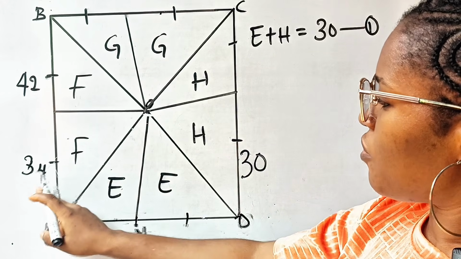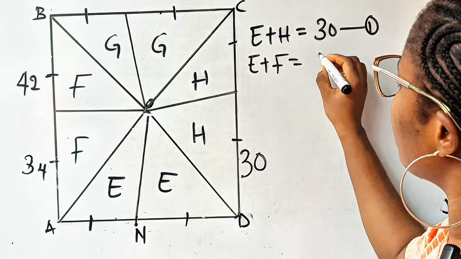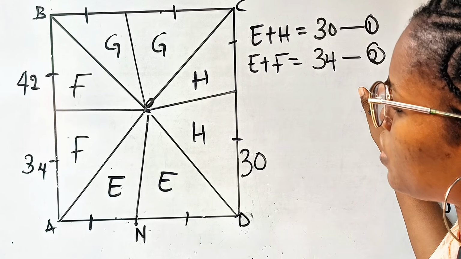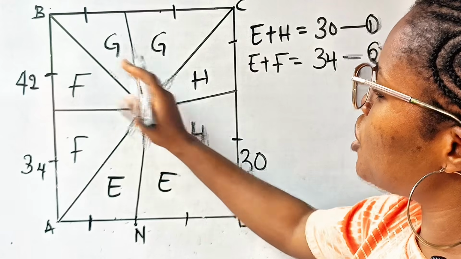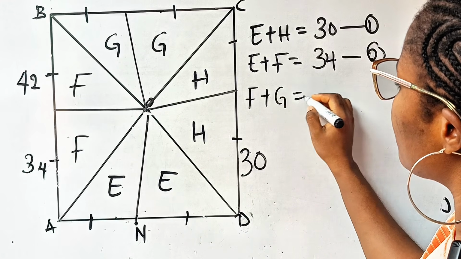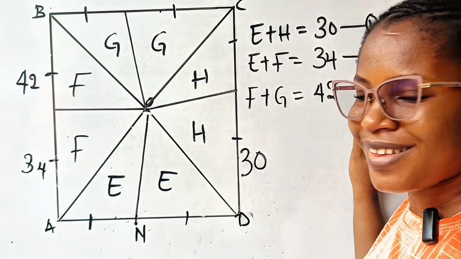Then E plus F will give us 34. Let's call this equation 2. Then F plus G will give us 42. Let's call this equation 3.